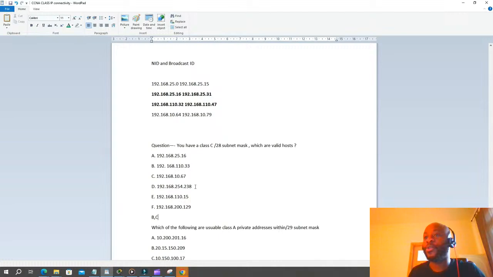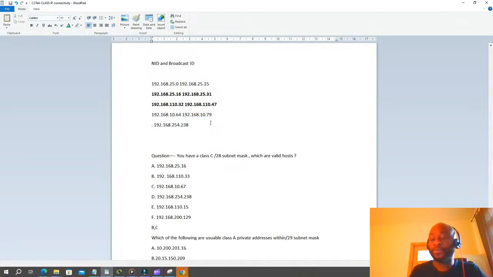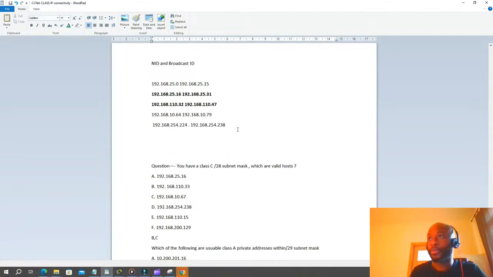So in this network, you're going to have something like this. 224 up to 240. Sorry, 239. Always remember to remove one from the last IP address. So now, as you can see, 238 is going to work. You cannot use 239 and you cannot use 224. So this is also correct. So B, C, D.